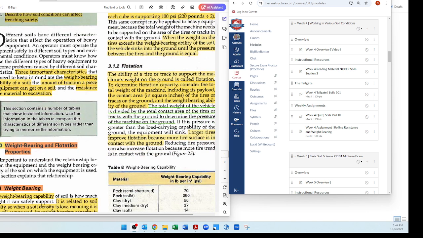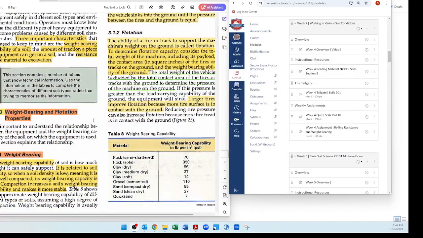So this section here, and you could be following along with me if you want. I know you can read, but there are some things I want to point out. So, weight bearing and flotation properties. It's important to understand the relationship between the equipment and the weight bearing capacity of the soil on which the equipment is used. So let's talk about weight bearing specifically.